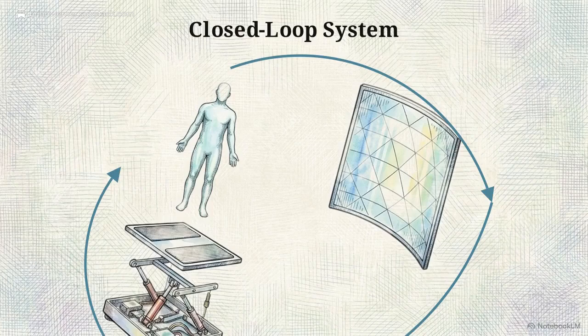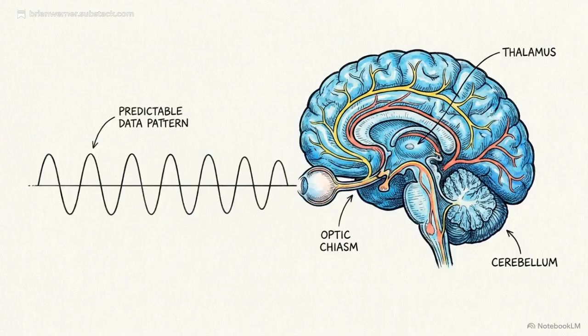This is a closed-loop system. The environment's movement is entirely dependent on the participant's own physical motion. While groundbreaking in the 1980s, closed-loop systems are predictable. The brain learns the pattern, which prevents the hardware from inducing total sensory conflict.